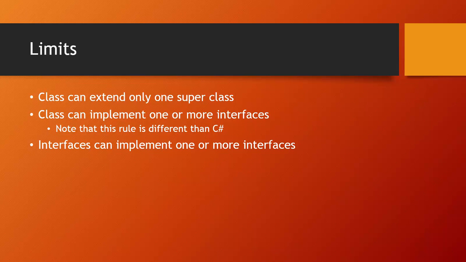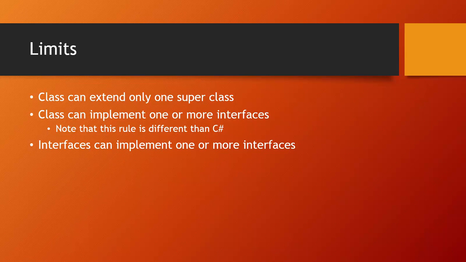We have some limits that we have to deal with, like in any programming language. A class can only extend one superclass, so a child class can only have one parent. But in Java, a class can implement one or more interfaces. And this rule is very different than C#. In C# you can only implement one interface, but Java gives you the ability to implement more than one interface. So you start seeing already the value of an interface.